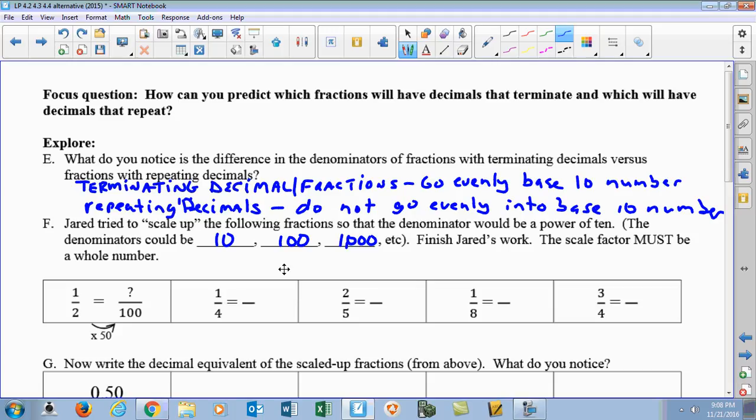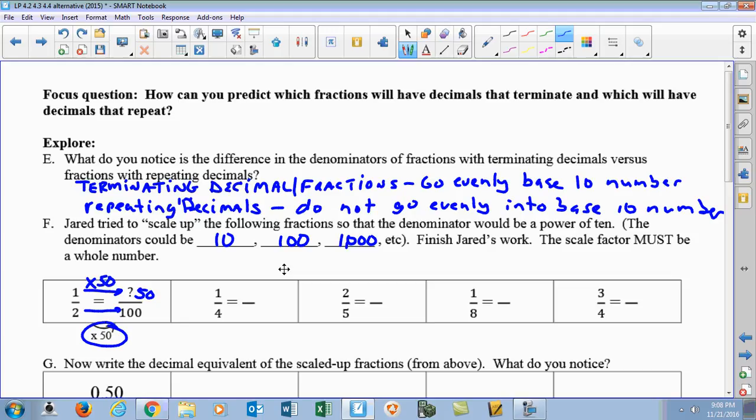All right, so they're going 1/2 into 100. So to go from 2 to 100, you can see here we multiplied by 50. So again, to keep a fraction equivalent, whatever we do to the denominator, you have to do to the numerator. So we need to multiply the numerator times 50. So 1/2 would be the equivalent of 50 over 100.